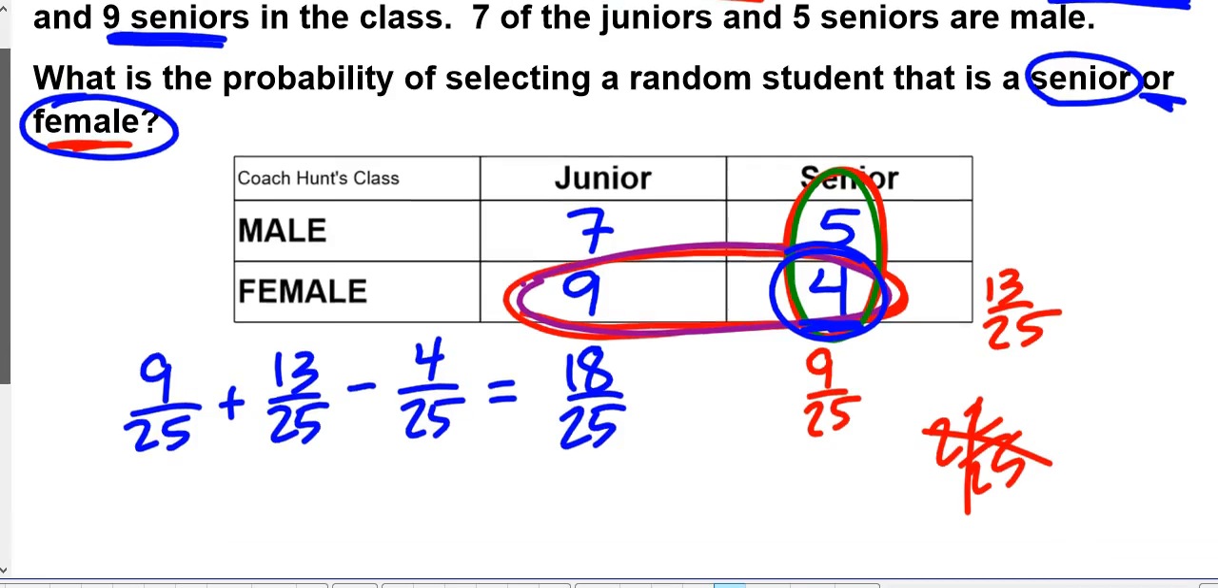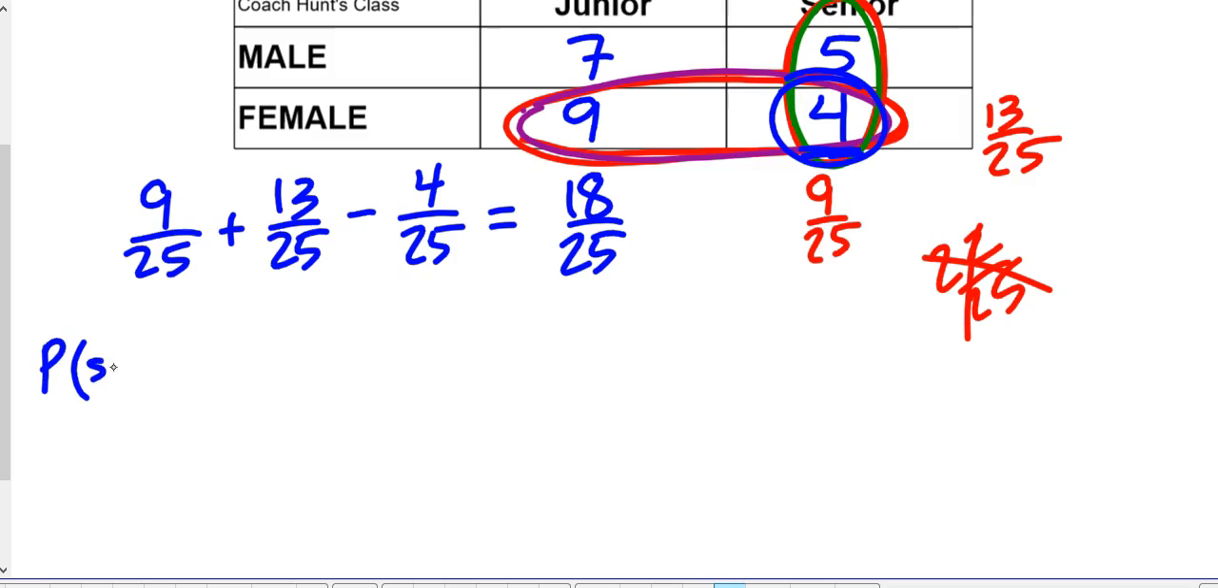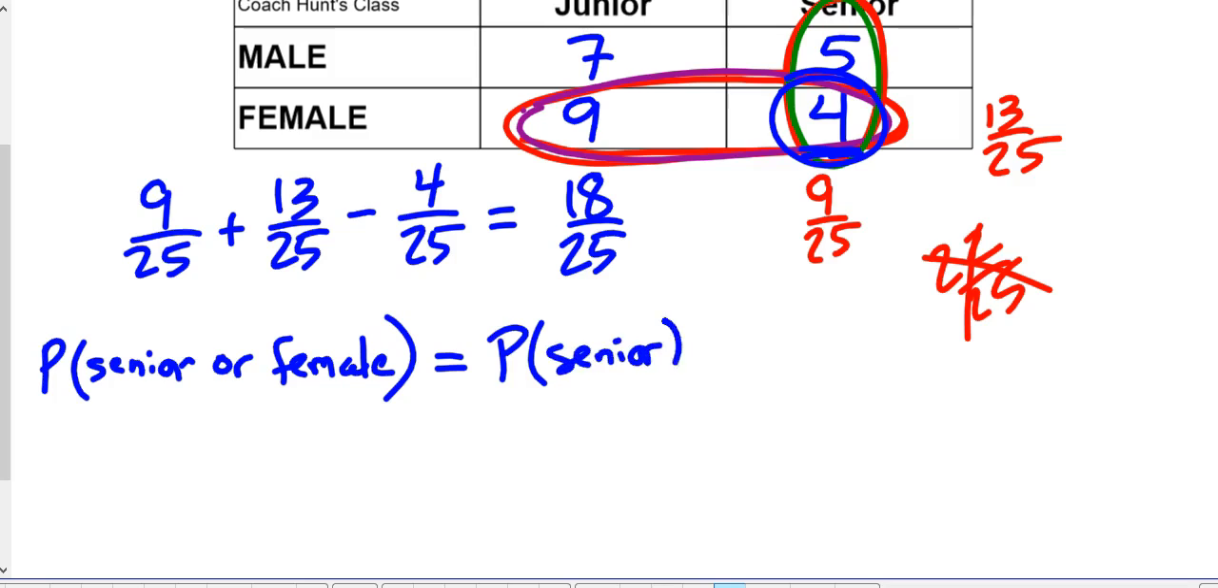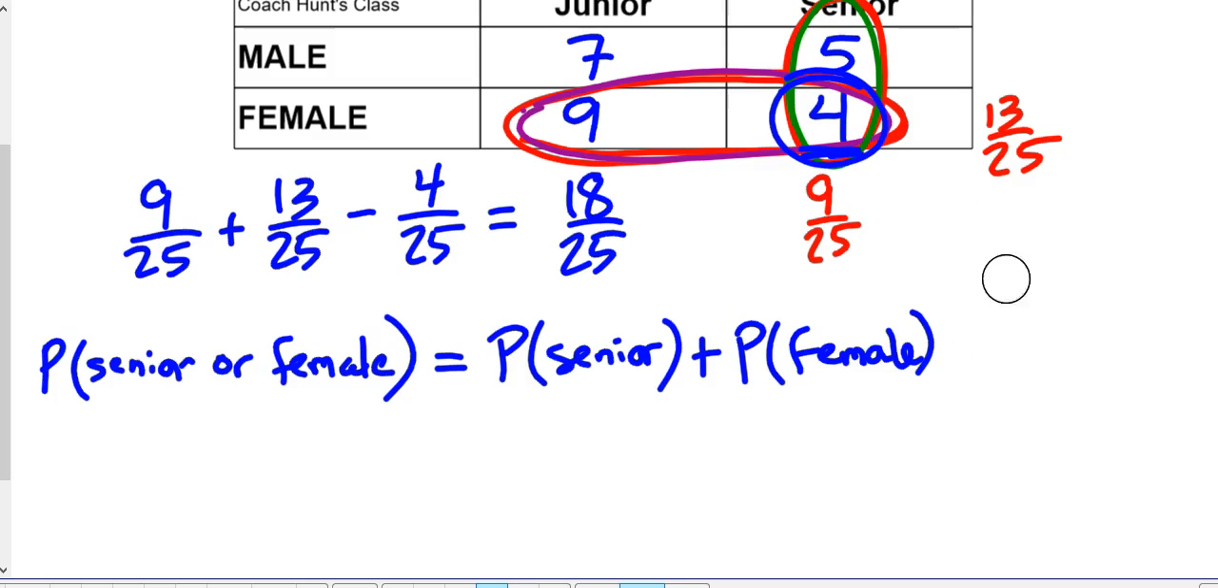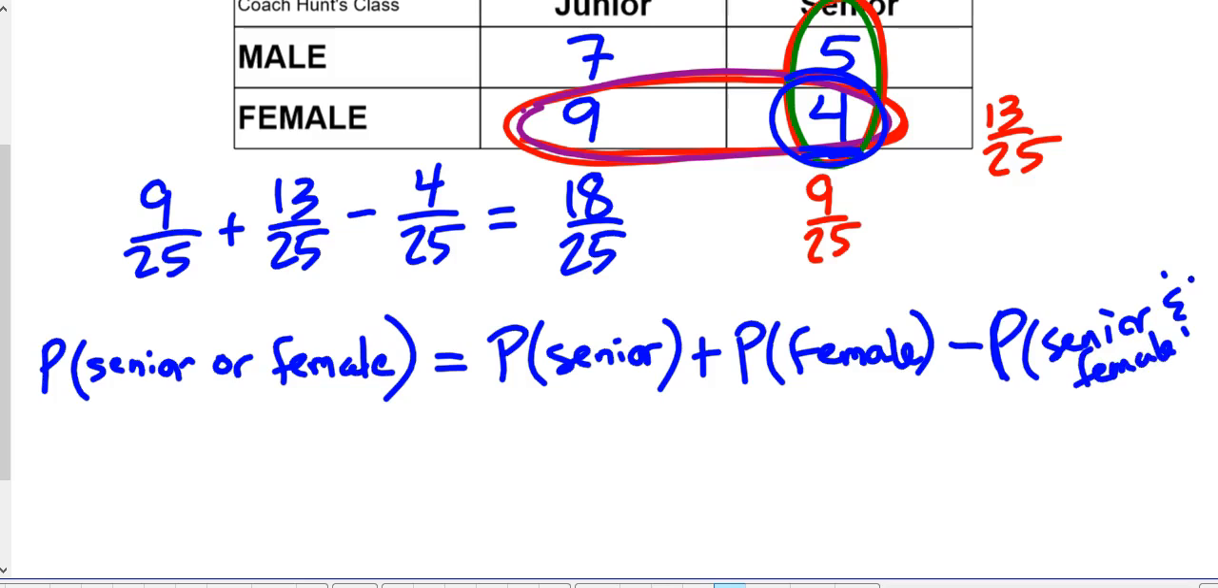Now, going by the formula, again, the probability that we have a senior or a female, as I gave you the formula before, is just what we had. The probability of a senior plus the probability of a female. And I'm going to erase that out of my way real quickly since it was wrong. And then we would, of course, subtract the probability of a senior and a female happening at the same time. So that happened 4 out of 25 times. So we had to take that out.